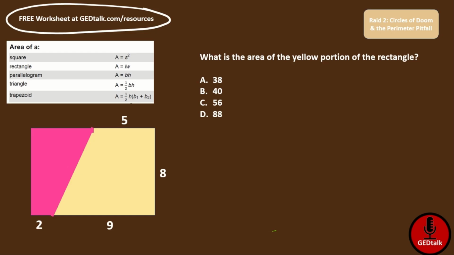Let's look at a multiple choice problem. So the problem reads, what is the area of the yellow portion of the rectangle? So our image of the rectangle is right down here, and this is a rectangle, right? But what they've done is they've split it, and so we know that there's a part of it that they've colored in pink for us, and then the yellow portion. And it's asking us the area of the yellow portion.